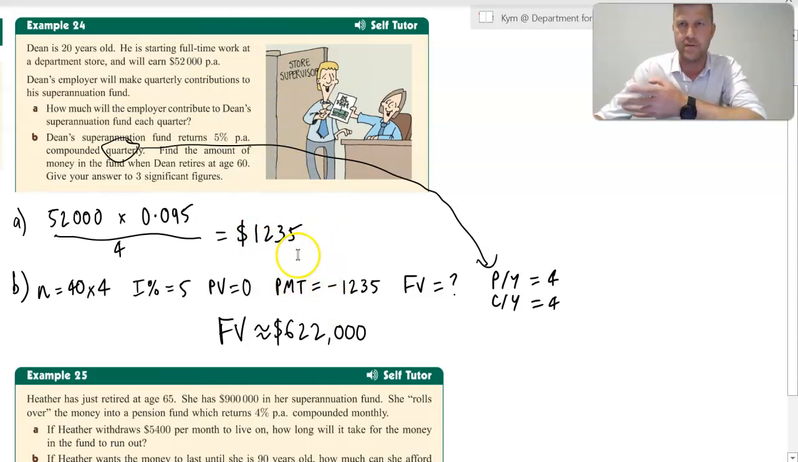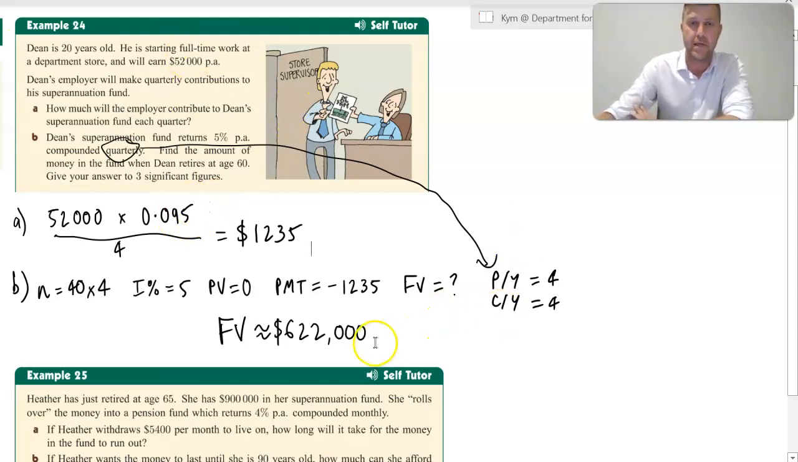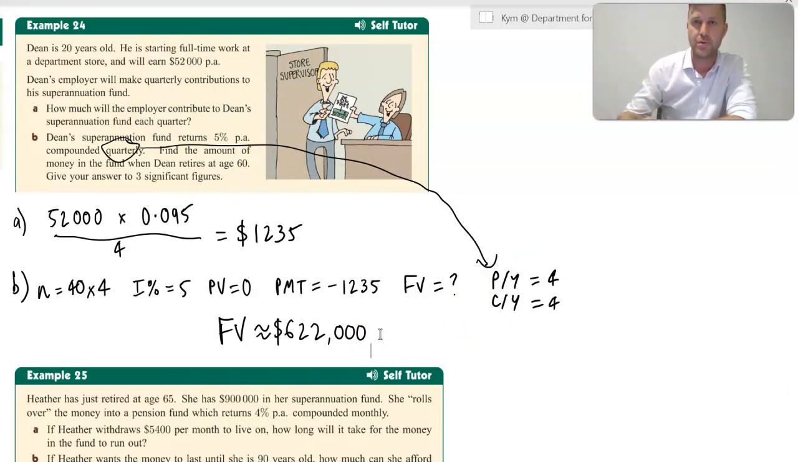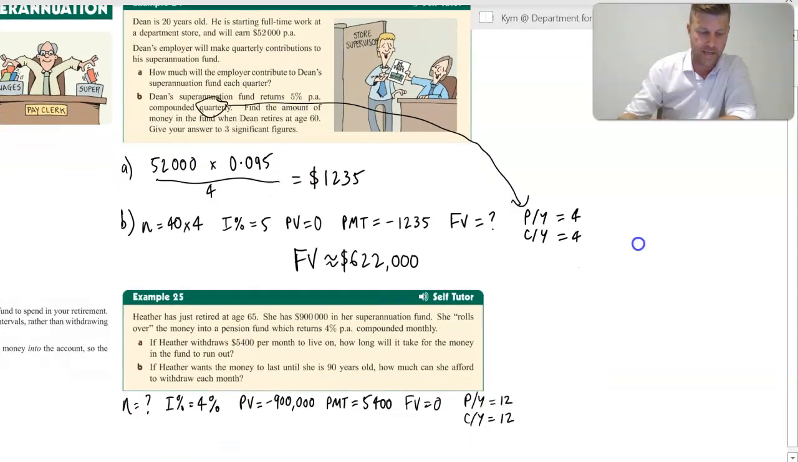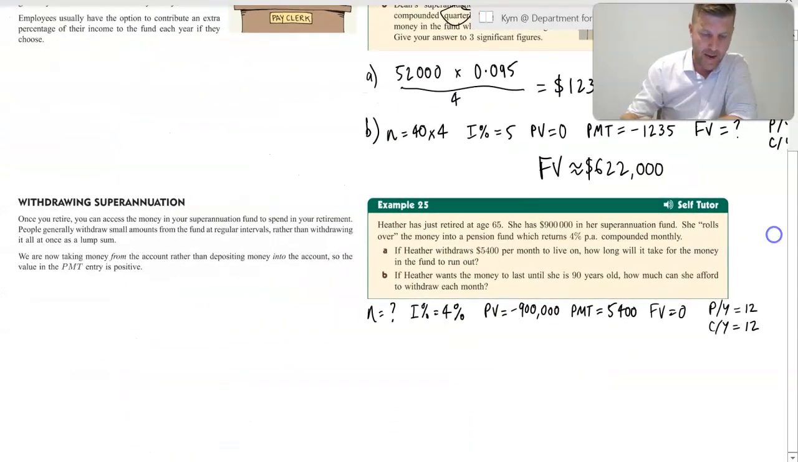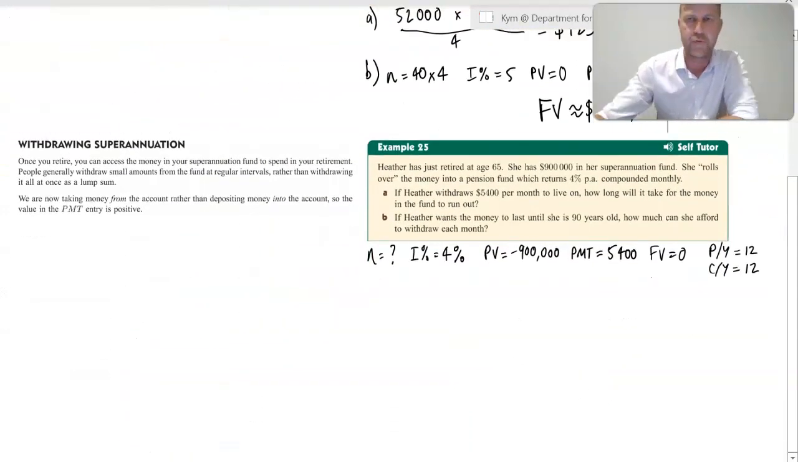Not even taking into consideration that the 9.5% has increased over the course of the last few years anyway. So there are a few limitations, but based on that, that is the answer to the question. But there's a little bit of information around some limitations to that solution in case of that example. All right. Next thing I want to talk about is when we're withdrawing our super.